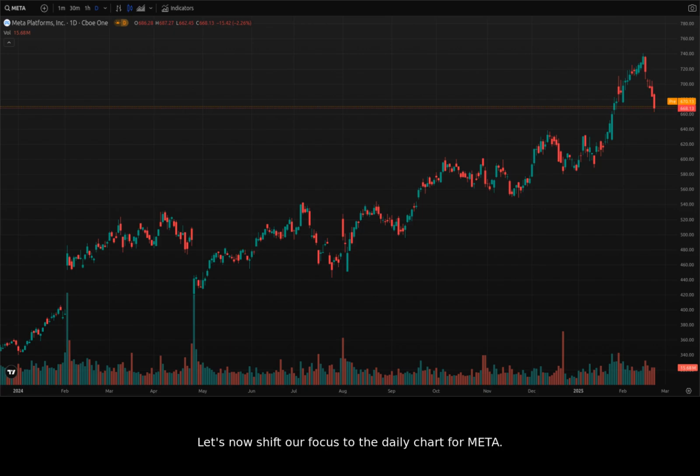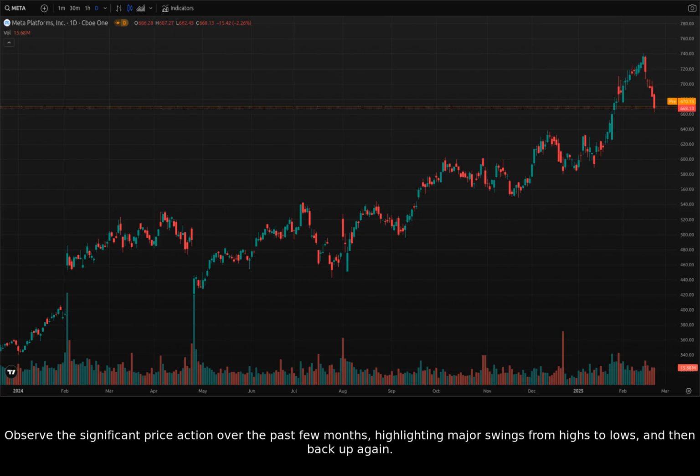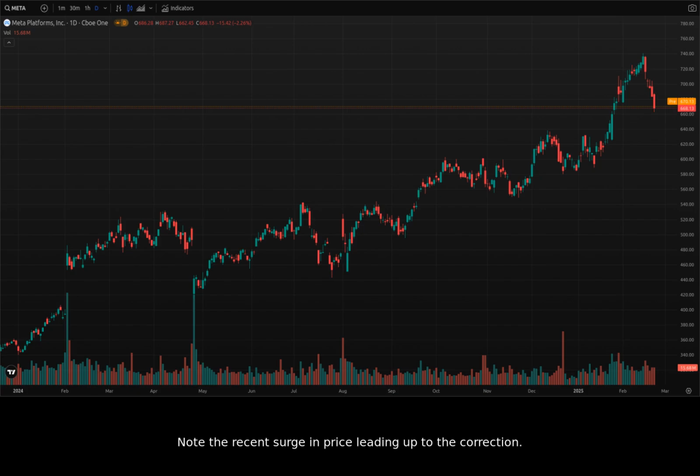Let's now shift our focus to the daily chart for Meta. Observe the significant price action over the past few months, highlighting major swings from highs to lows and then back up again. Note the recent surge in price leading up to the correction. Identify key support and resistance levels by analyzing previous high and low points. We can see a pattern of price bouncing off these levels in the past, and that will likely continue to happen.